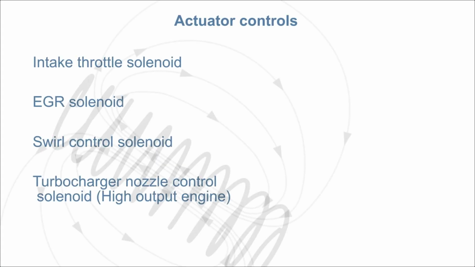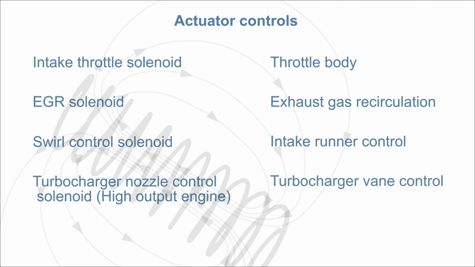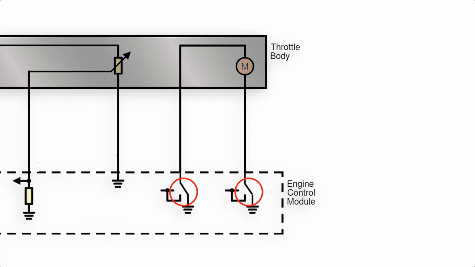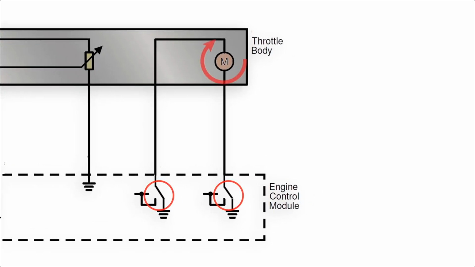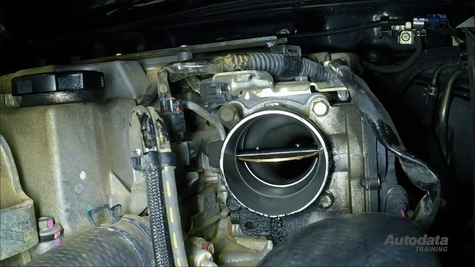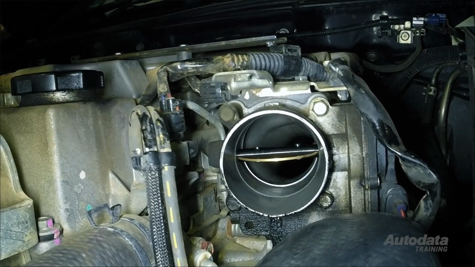Under actuator controls, we have throttle body, exhaust gas recirculation, intake runner control, and turbocharger vane control. The throttle body motor is controlled by two bidirectional drivers, allowing the motor to operate in either direction. The default setting for the throttle butterfly is wide open. The butterfly partially closes under EGR operation to create a low pressure area to assist the flow of the EGR gases.